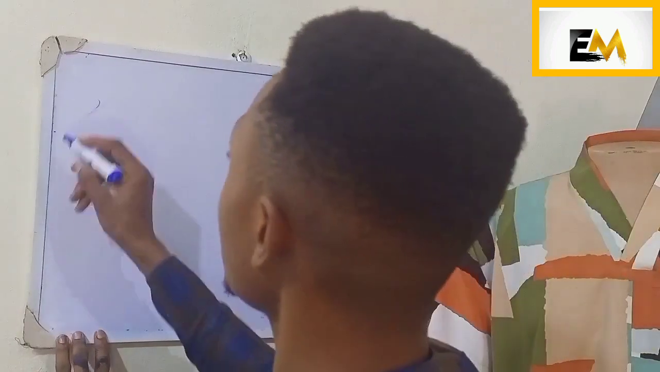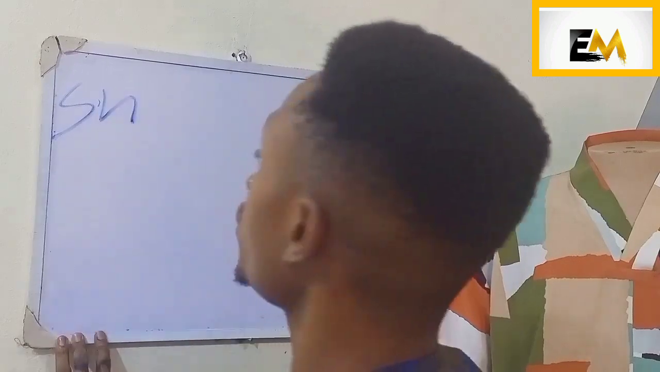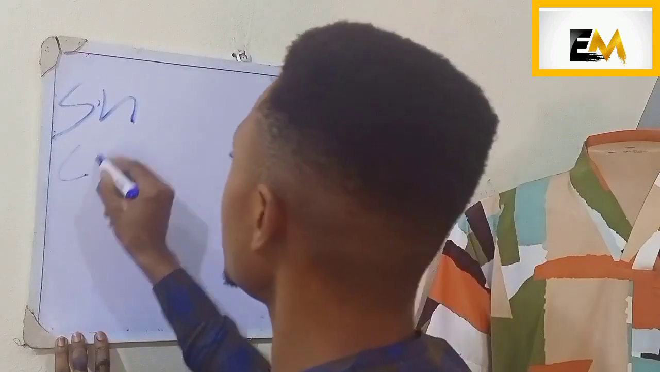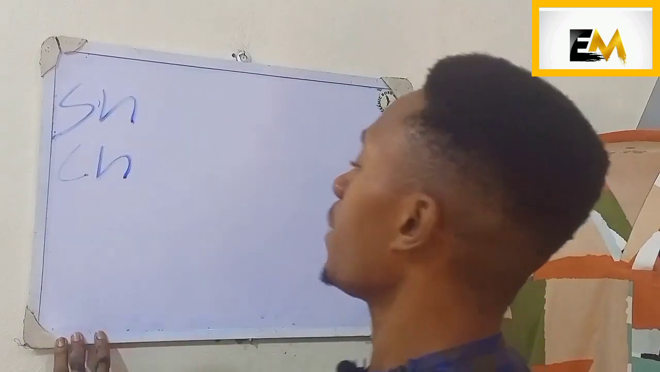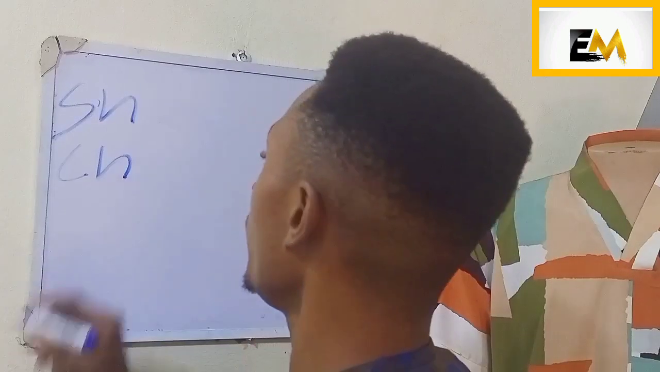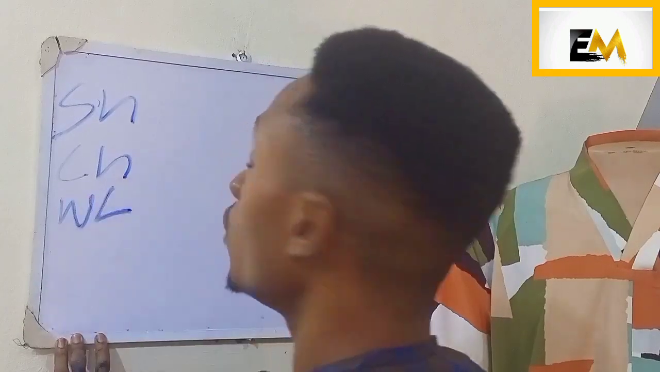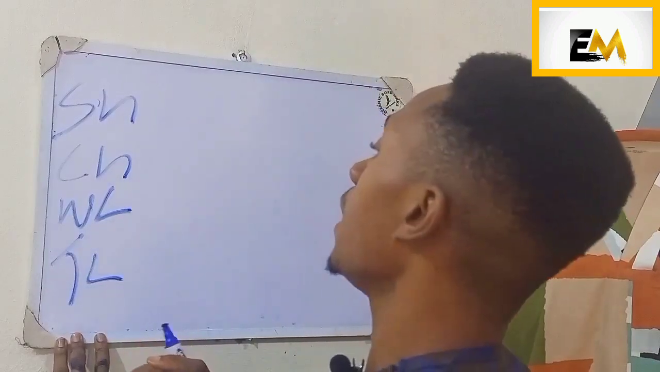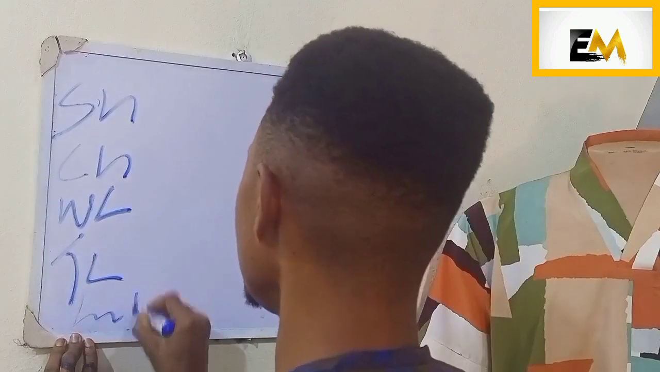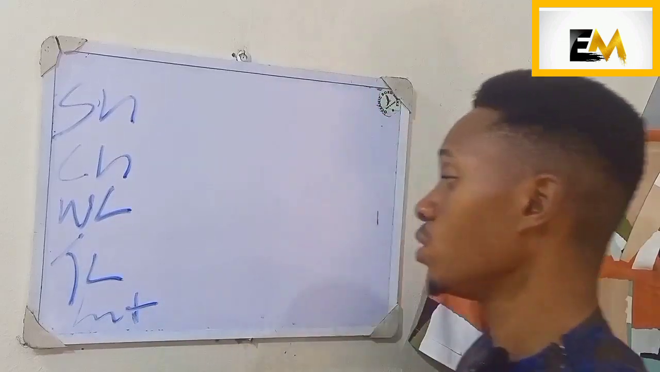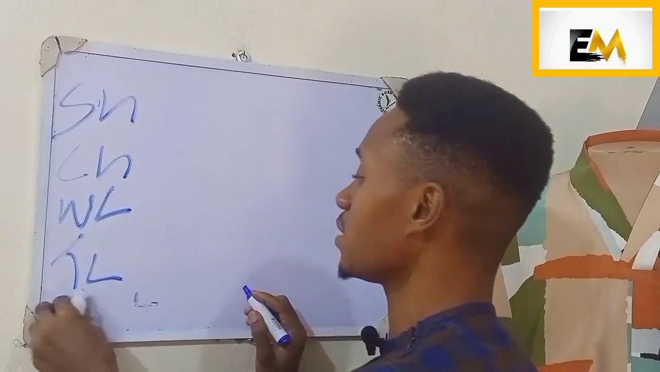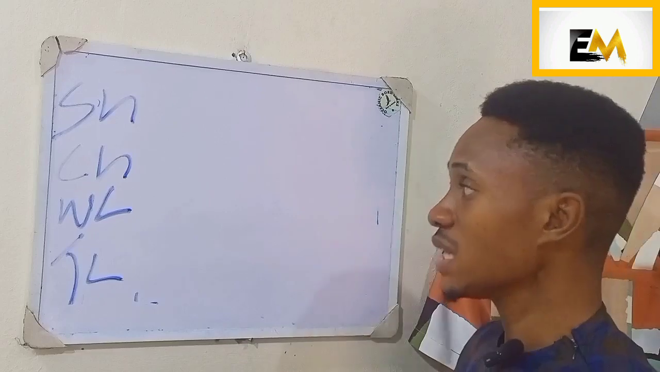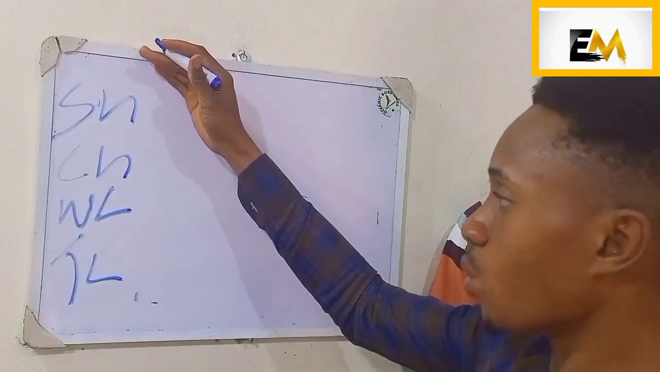We have the shoulder line. I'm just going to use SH for the shoulder line. I'm going to use CH for the chest line. I'm going to use WL for the waistline. I'm going to use TL as the top length. Okay, these are the basic things you need for the top.